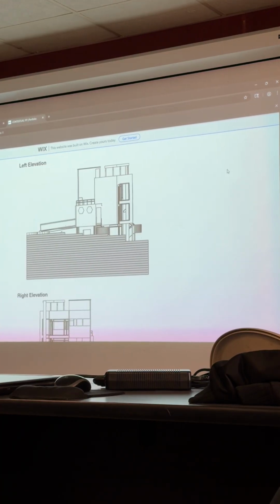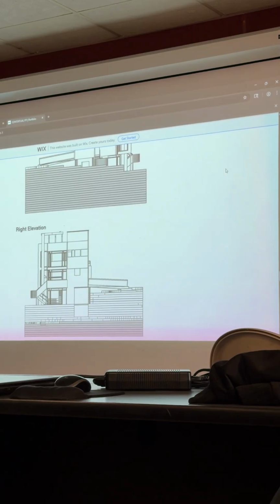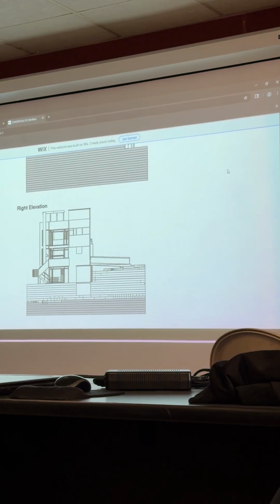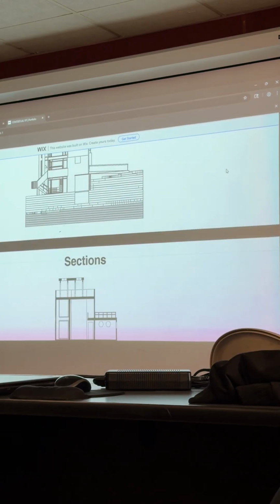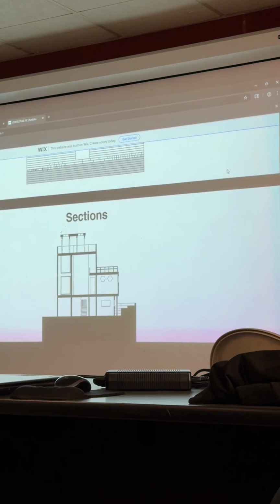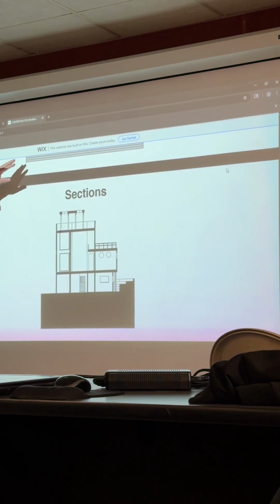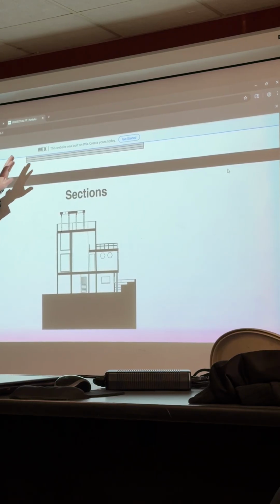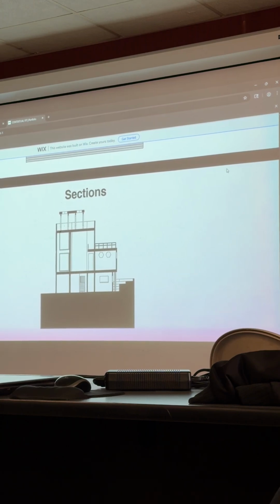That's nice and clear and clean. Sometimes instead of the gray, you could make this black, but that's fine. This is nice.